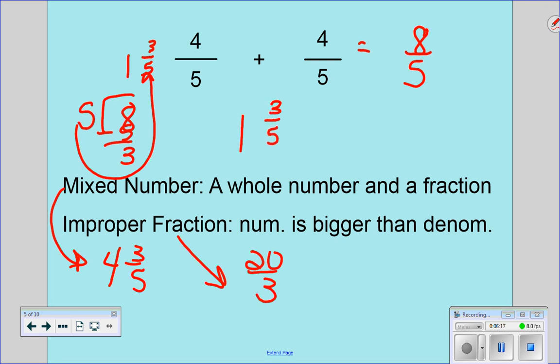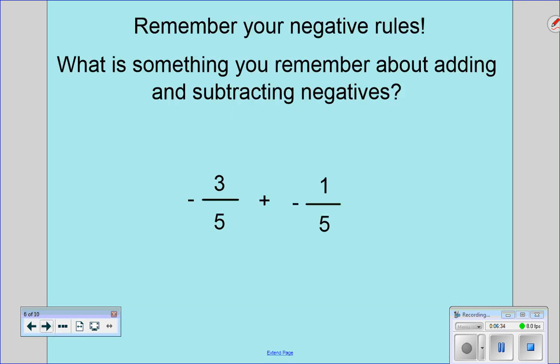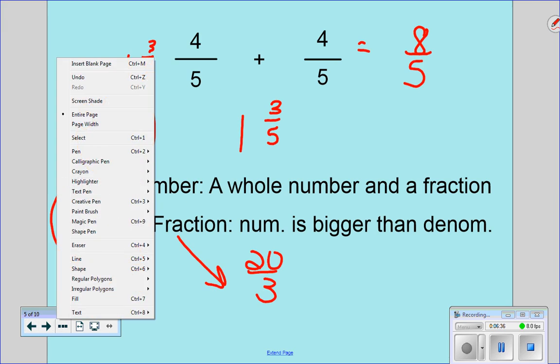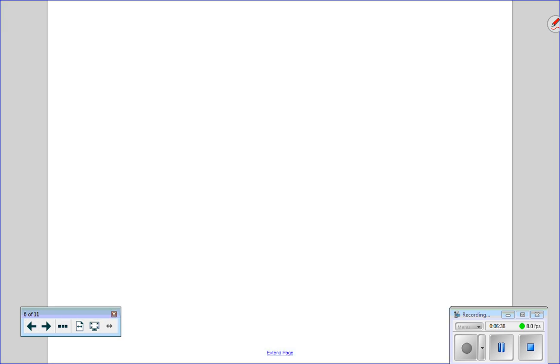Does everybody remember how to change to an improper fraction and mixed number and vice versa? Does everybody remember how to do that? We're going to practice some more of that. Did you guys talk a lot about fractions last year? In 5th grade? Okay. Alright, let's do some practice here. You do a few of these by yourself, okay?